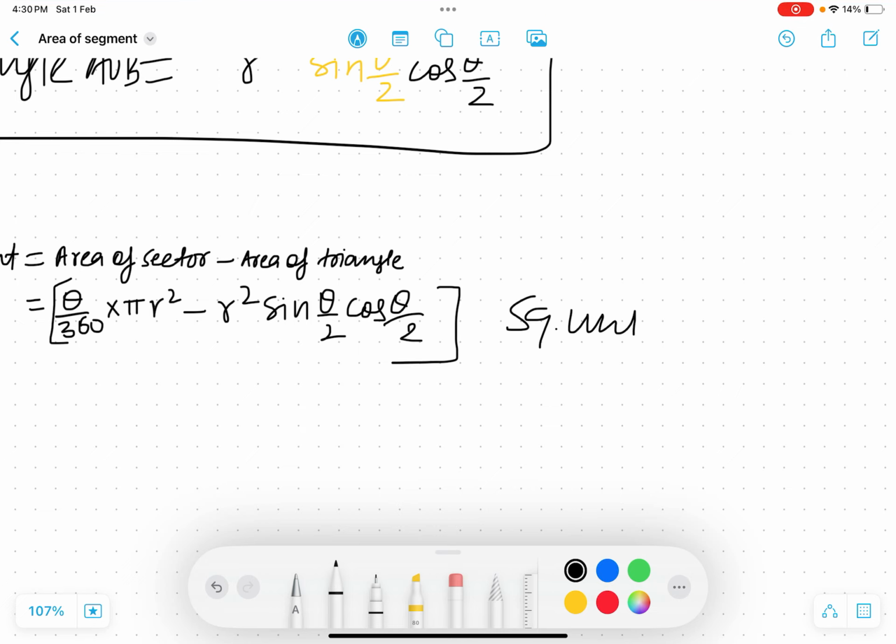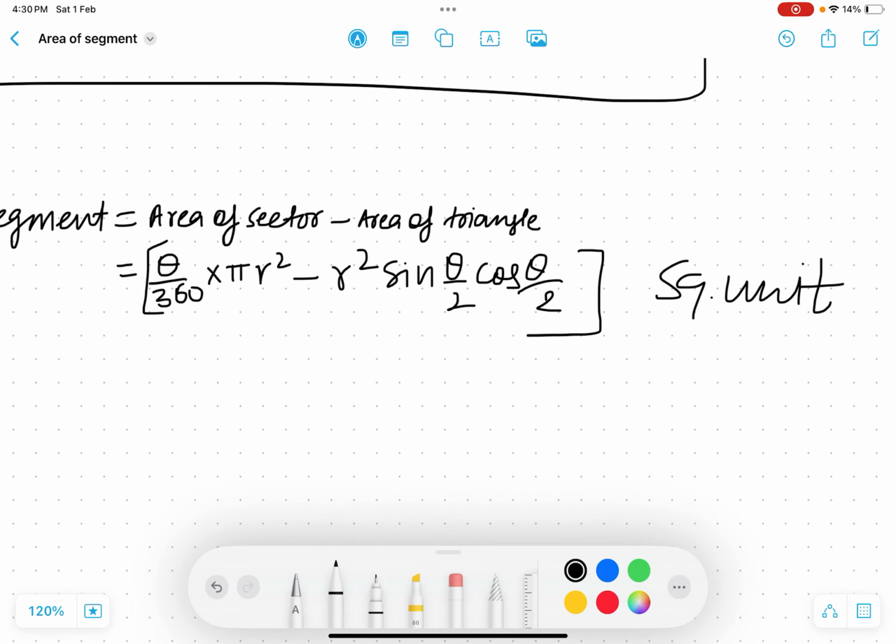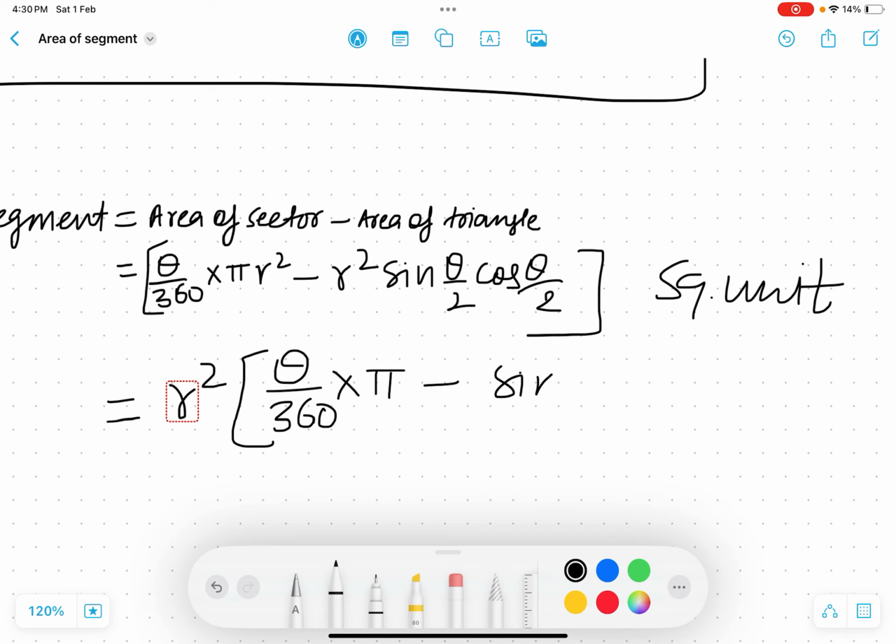As you know, area is also in square units. Again you can simplify this formula, but this is okay. If you want to simplify it, you can take r square as common, so you can write r square into theta by 360 into pi minus sine theta by 2 and cos theta by 2. But I think this formula is easy to remember: theta by 360 into pi r square minus r square sine theta by 2 and cos theta by 2.